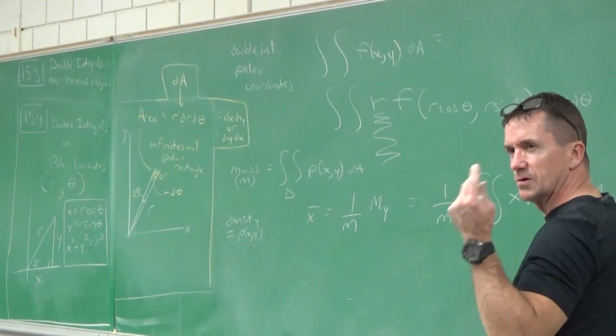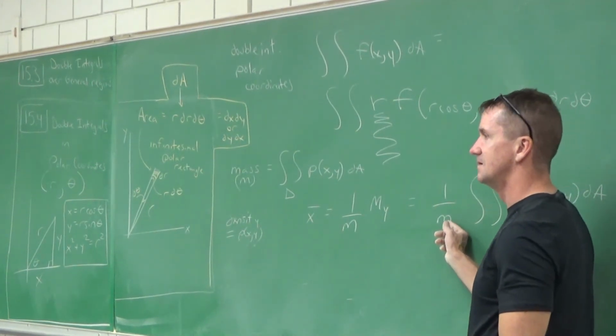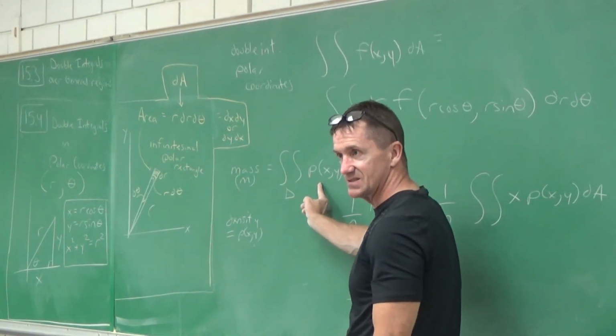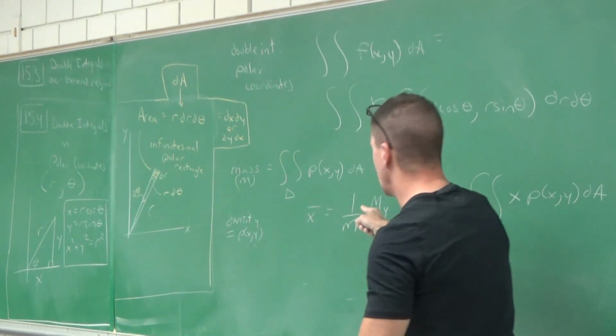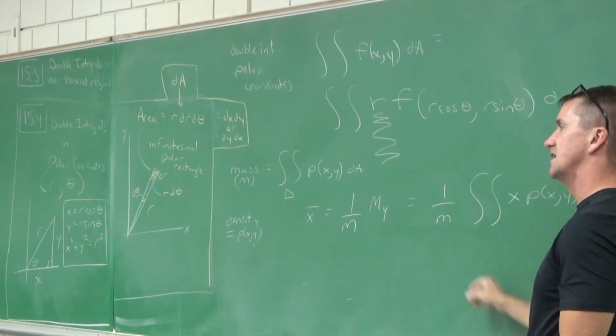So do you notice it will involve two double integrals? Because to find m, you got to do what? That's the mass. You got to do this. It doesn't have the letter x, but if you have an x bar, you got to get this double integral of x times the density function divided by the mass.